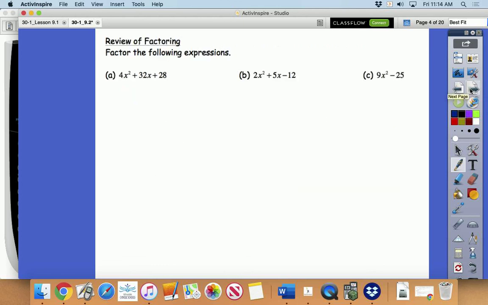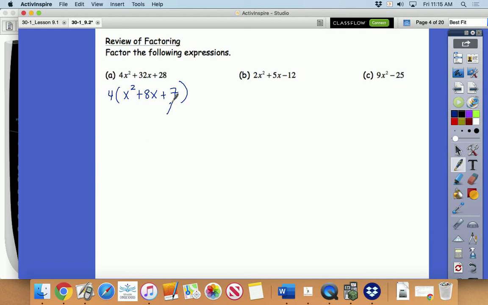Let's review factoring. Okay, so factoring, you want to break this up. If there's a greatest common factor, you want to take that out first. So if you look, there's a 4 that's common for all of it. So I'm going to take that out by dividing, and I'm going to be left with x squared plus 8x plus 7 inside the bracket.